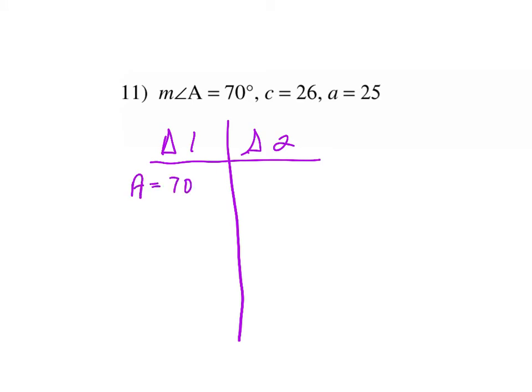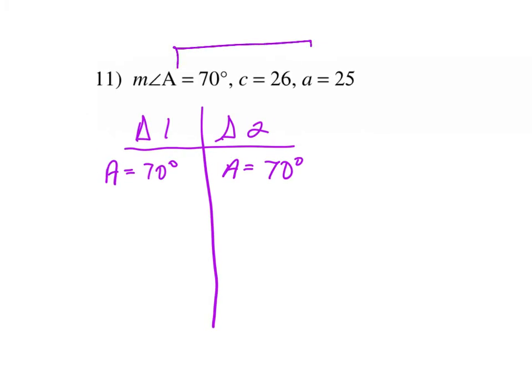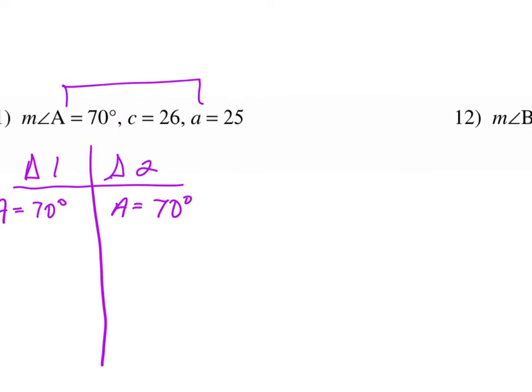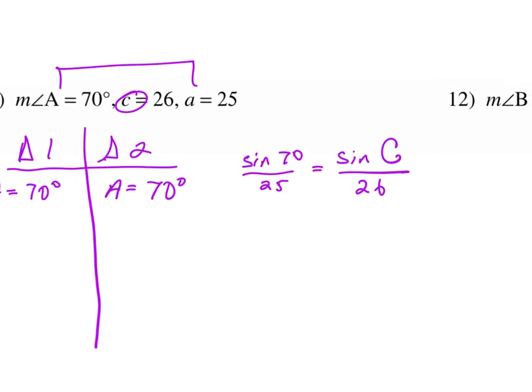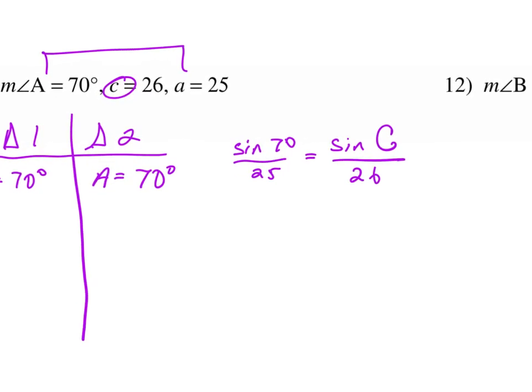A is 70 degrees here. So in the second triangle, if there is one, A would be 70 degrees. So take the information that they gave us. I can say sine of 70 over 25 equals sine of angle C over 26, since they gave me side C, and I'm looking for angle C. Okay, so we're going to cross multiply.